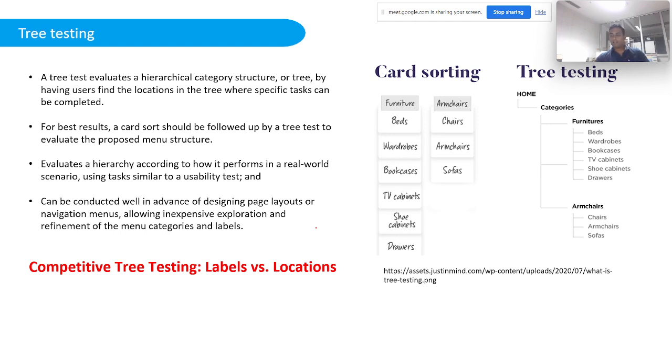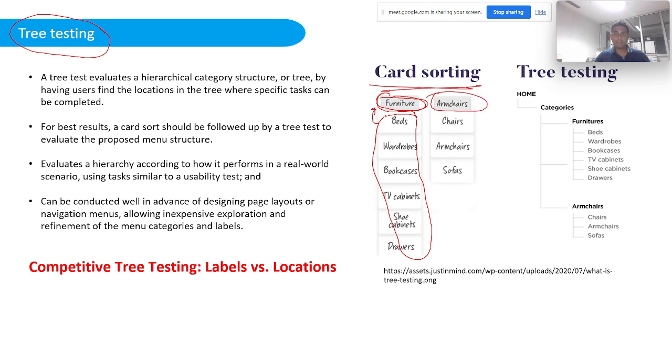Okay. Now, a very similar technique which is used for evaluating a particular hierarchy of information is called tree testing, and this is often followed by card sorting. So what happens in card sorting? A user or a group of users affinitize certain items or certain labels under a bigger label. So these are sub labels, then you have key labels.